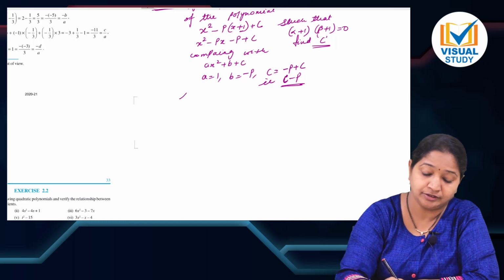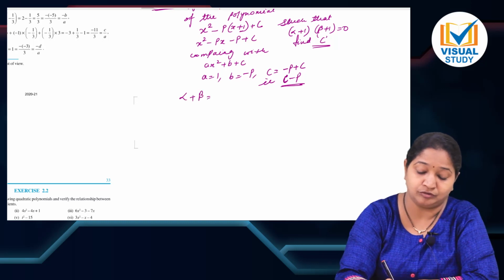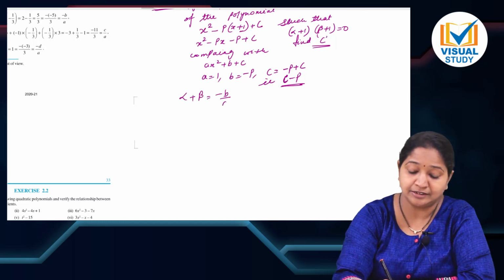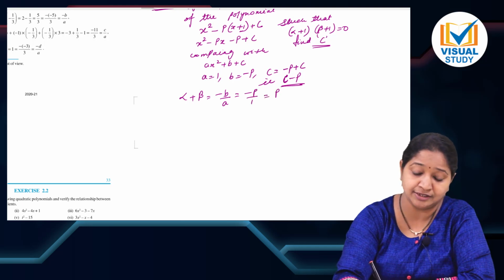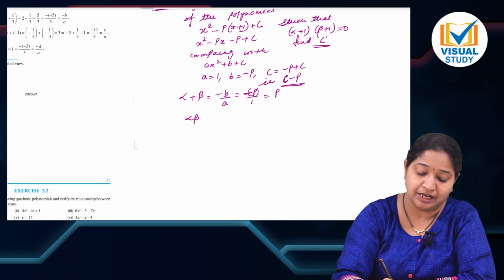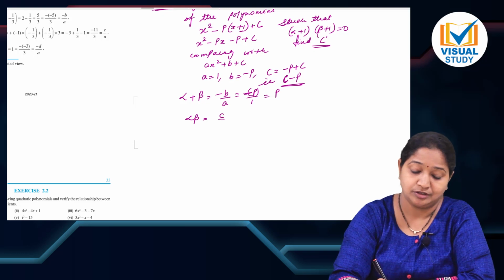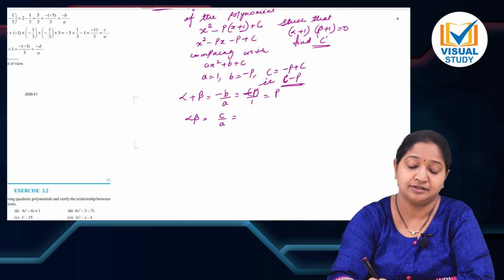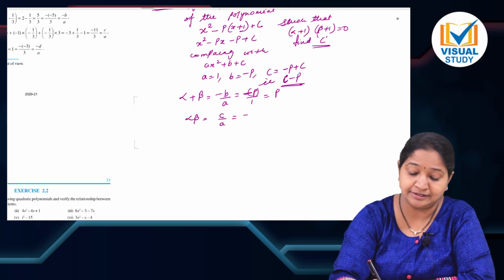Now what do you get? Alpha plus beta. What is alpha plus beta? That is minus b upon a, so minus b upon 1, that is minus of minus p, which gives p. Then alpha beta is c upon a, that is c minus p upon 1, and you get c minus p.